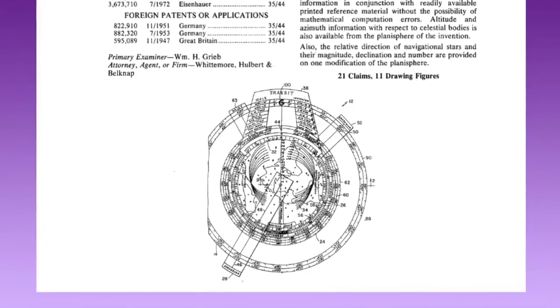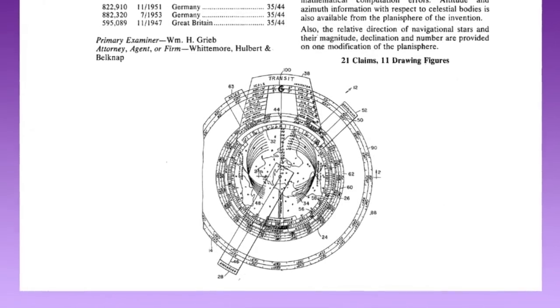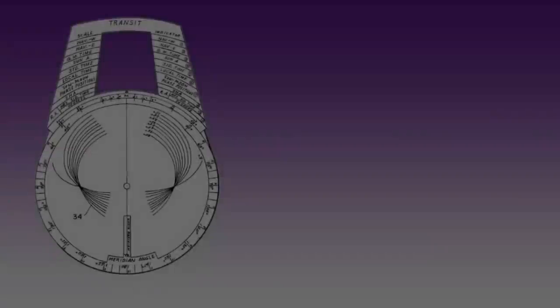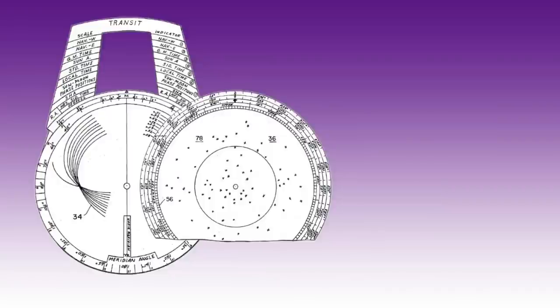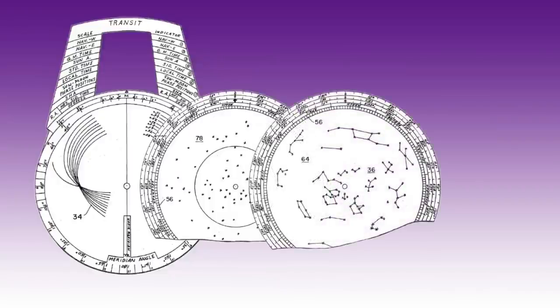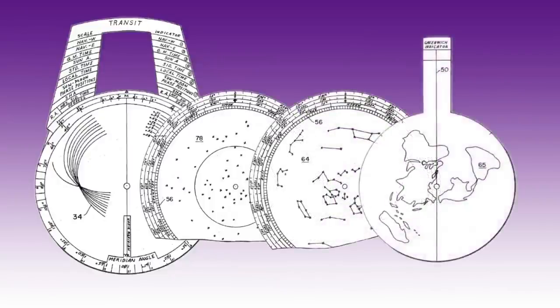Essentially, it's a series of discs that are riveted together so they can rotate over each other. The principal discs show the sun and the moon positions in the sky, and two discs show the principal stars and constellations in the night sky. Another disc shows the surface of the Earth and the principal land masses.